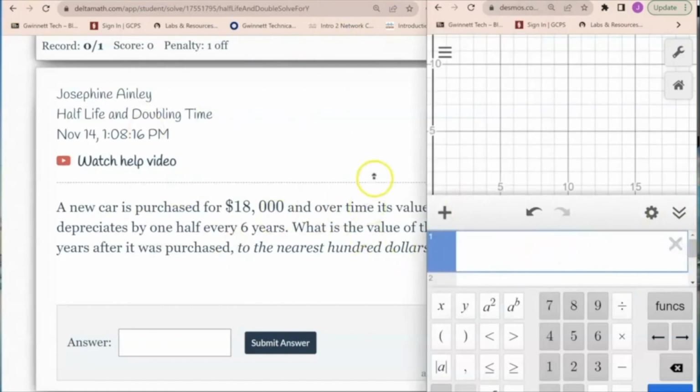All right, so a new car is purchased. So I'm going to write my general formula out. Y equals A, parentheses, B, raised to the x power, so that we are aware of what it is. All right, so a new car is purchased. Okay, so where does that go? Is that my A, B, or X? That's going to be my A. So that's 18,000.